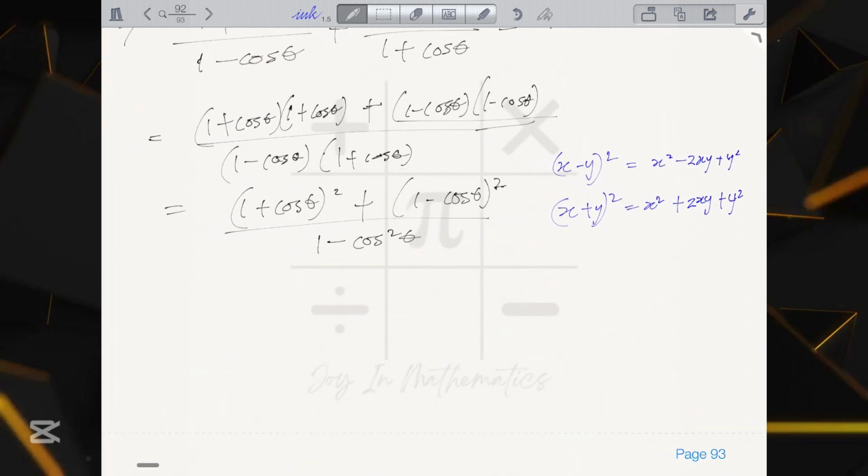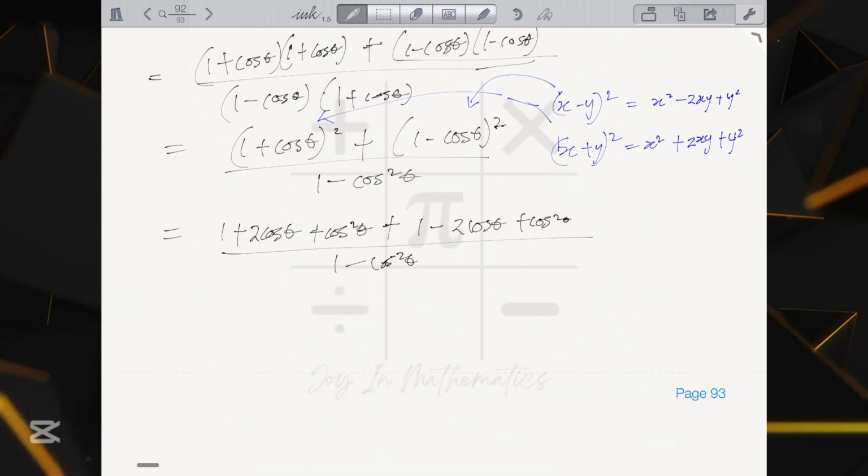So we are going to apply x plus y squared to this, and we are going to apply x minus y squared to this. Simplifying further, this will give us 1 plus 2 cos theta plus cos squared theta, plus 1. Now we are done with this. Let's move to this now, and that means we have 1 minus 2 cos theta plus cos squared theta, and we are dividing all through by 1 minus cos squared theta.